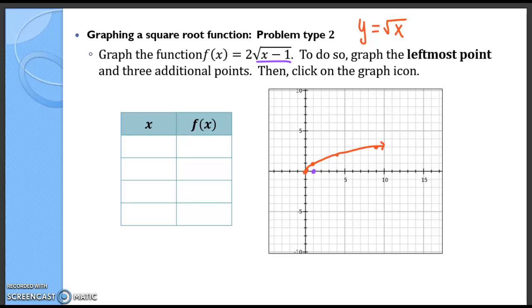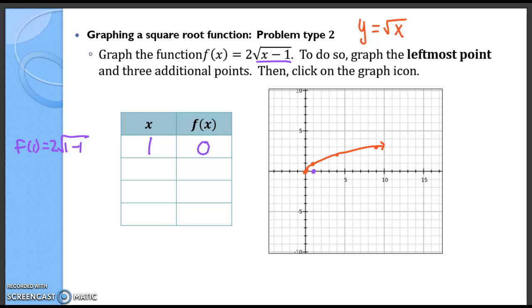So, let's double check this. Let's plug in the point 1. We'll get 2 times the square root of 1 minus 1, or 2 times 0, which is 0. So at 1, yes, we've shifted over to 0. At x equals 1, we are now at f of x is 0.